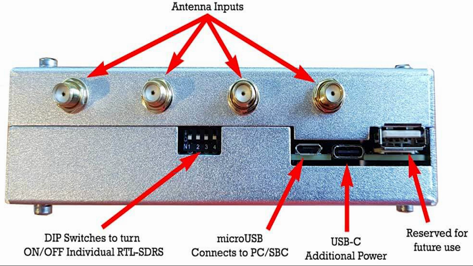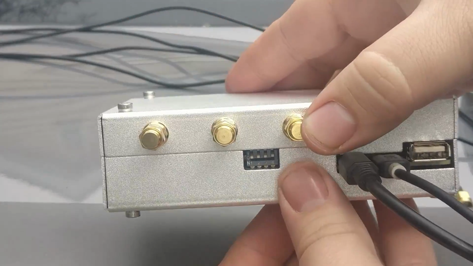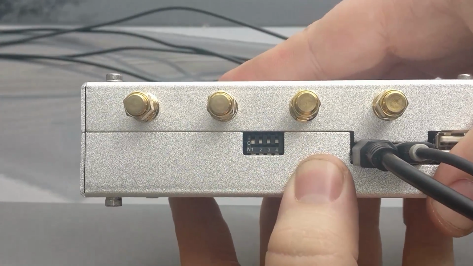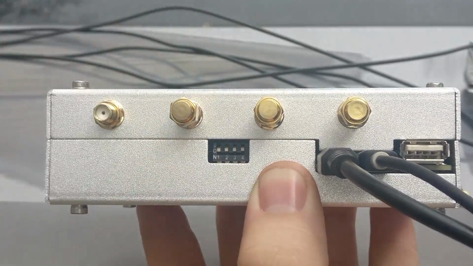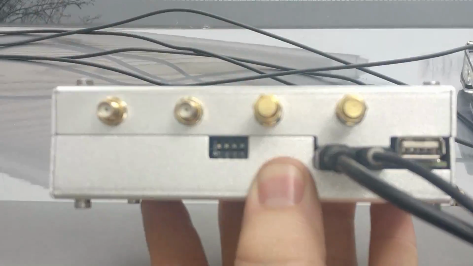making note that in this view, number 1 antenna is all the way to the left, where number 4 antenna is to the right. So you can see I'm flipping my Kerberos over here, and we're making note of the numbers on the dip switches. These are intended to turn your SDRs on and off individually, but it's a great way to remember which antenna port is number 1, 2, 3, and 4.